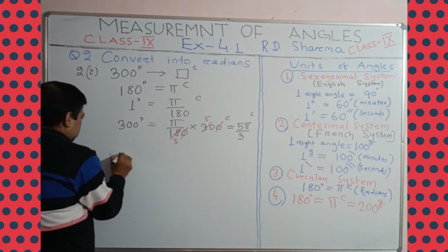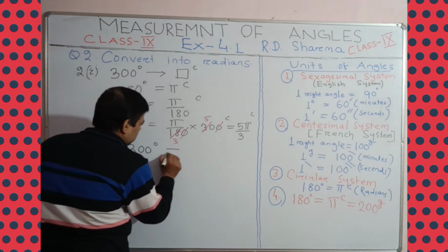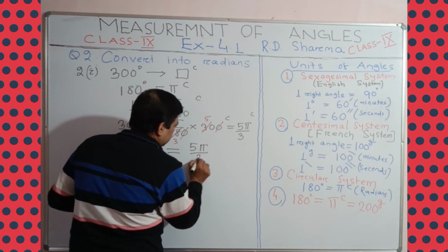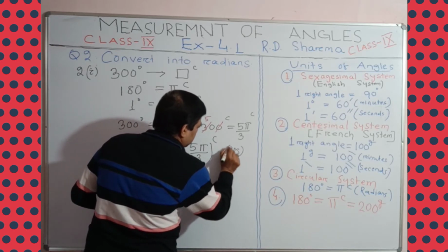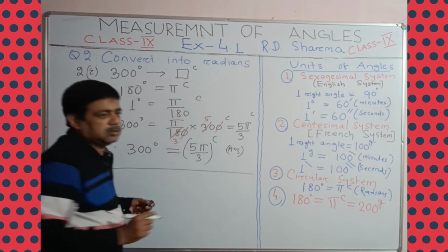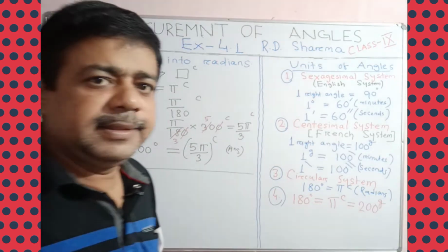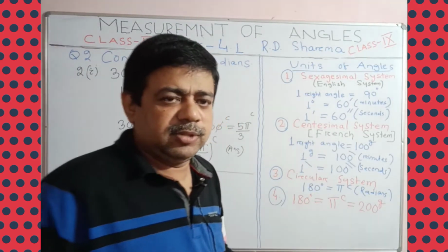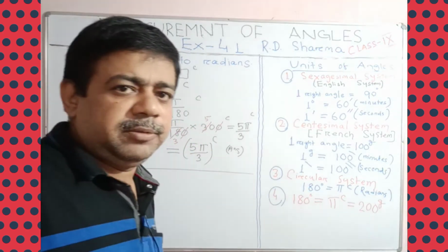Hence, we got 300 degree is equal to 5 pi by 3 radian. Very simple. This is the conversion of an angle from degree to radian. The angle in degree was given, and here we converted into radians using the relationship 180 degree is equal to pi radian. Note down the last point. Understand?